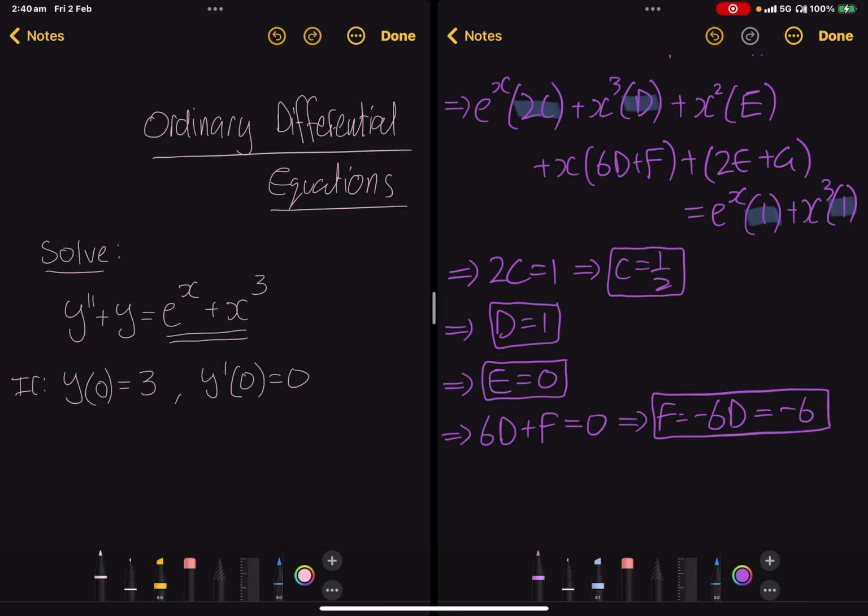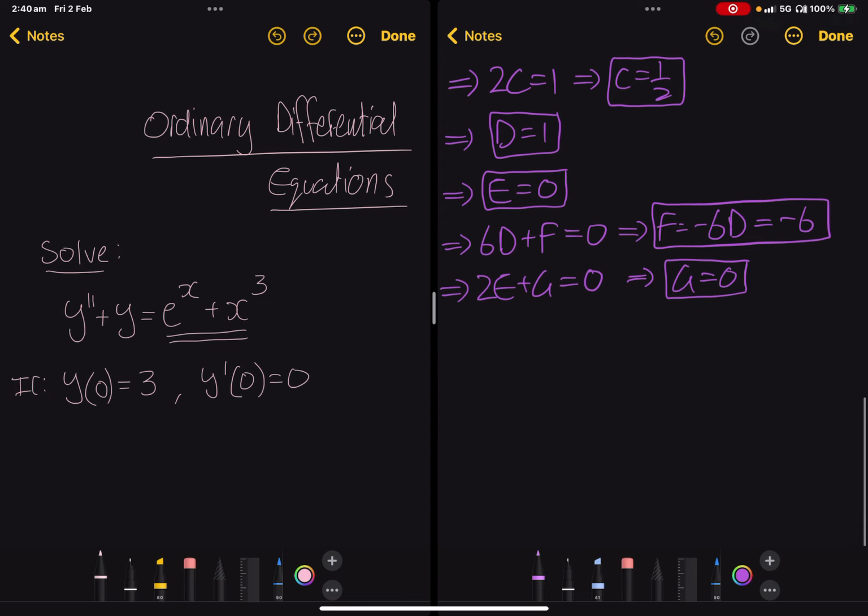And we also get 2e plus g is equal to 0. Now we know that e is equal to 0. This implies that g is equal to 0. So we've found c, d, e, f, and g. We have these values. Now we can plug all of these into our particular solution.